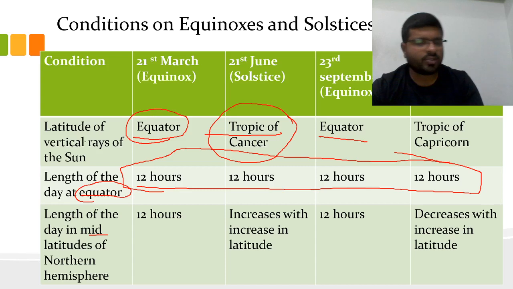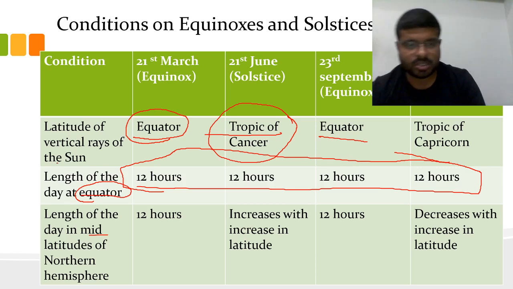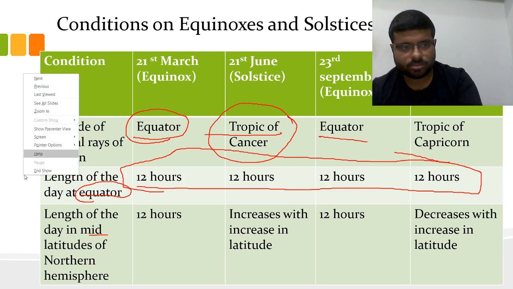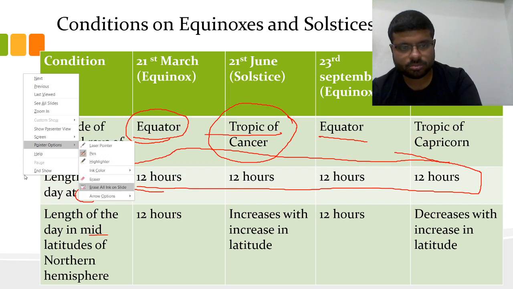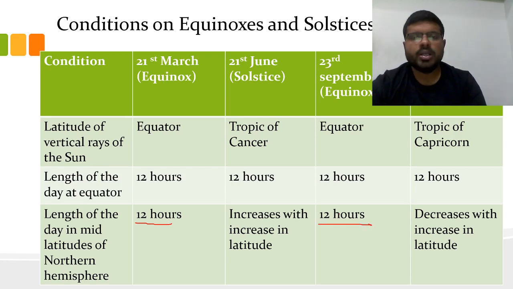So you see, the length of the day in the mid latitudes of the northern hemisphere on 21st March, because it is an equinox day, will be 12 hours. Similarly, 23rd September, because it is an equinox day, will be 12 hours. You can see in this table, this is 12 hours and this is also 12 hours. Why? Both are equinoxes.